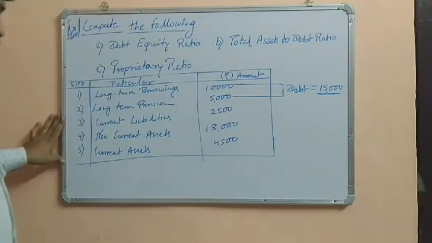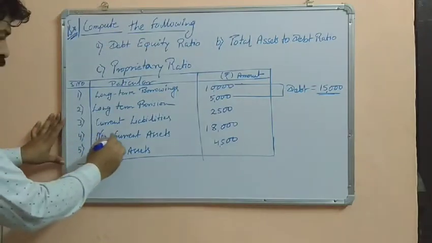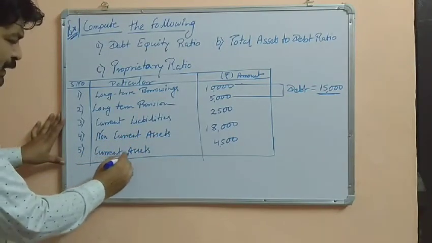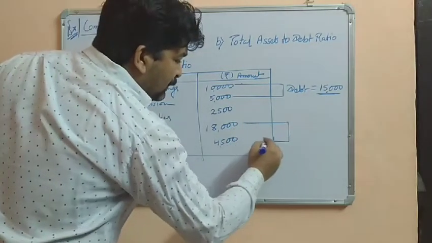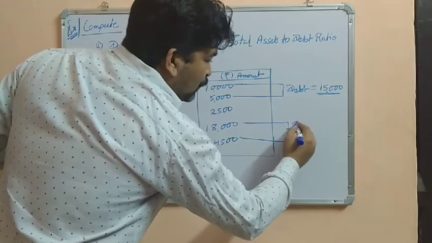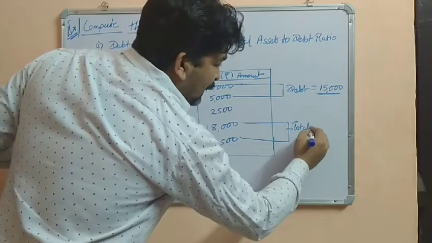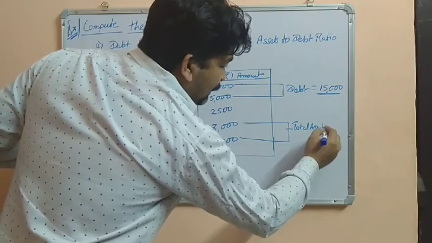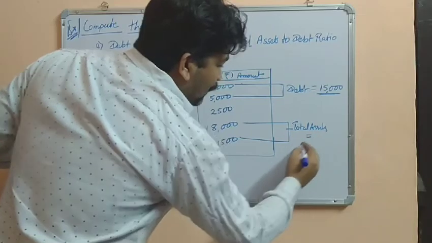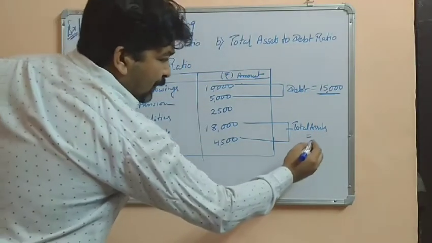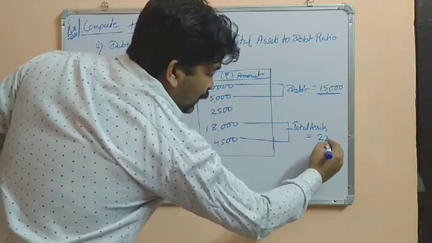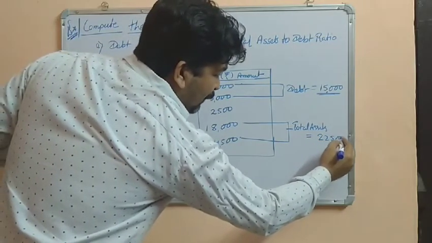Okay, now non-current assets and current assets, these two if we add, we will get what? Total assets. So what is the value of total assets? 18,000 plus 4,500, 22,500.